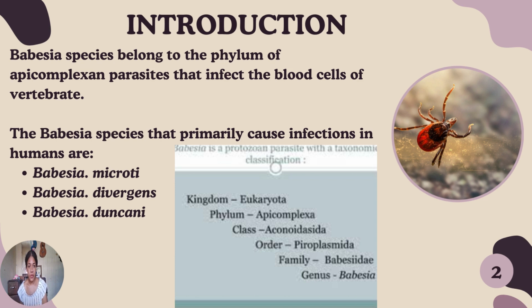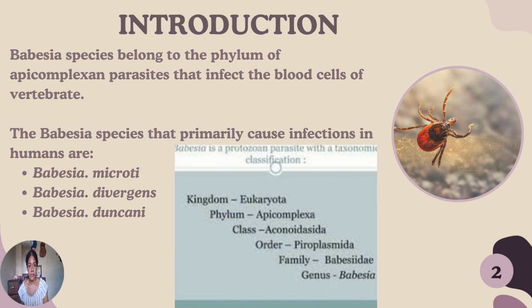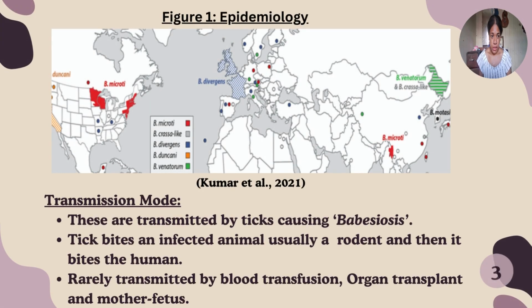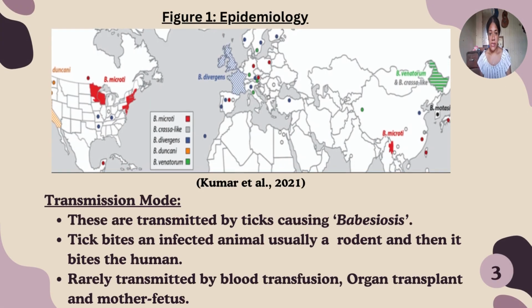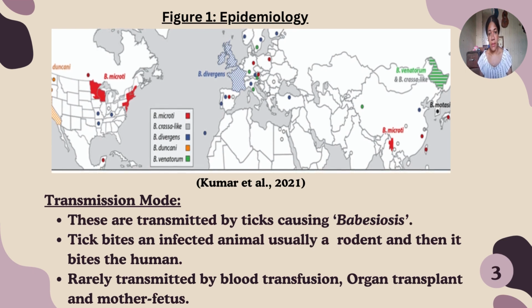The blue diagram shown in the presentation is the list of classification under which the Babesia species come. As for the epidemiology, Babesia microti is mainly found in the northeastern and midwestern United States. We have Babesia divergens, which is commonly found in Europe, and Babesia crassa and Babesia venatorum, which are commonly found in northwestern China.